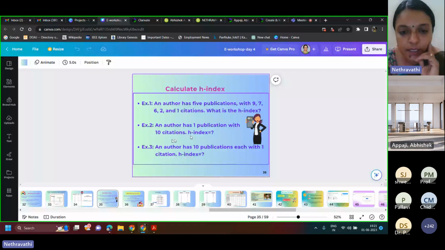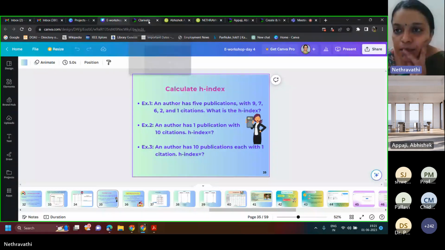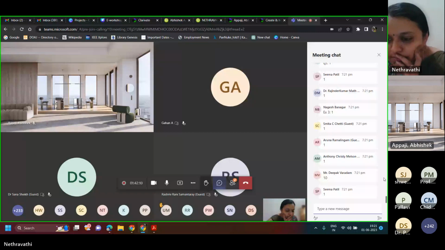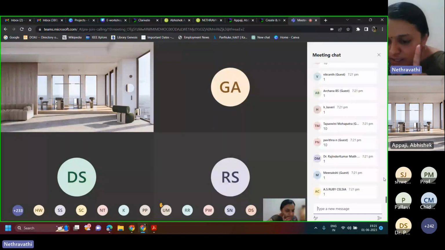And what about the third one? An author has 10 publications, each with 1 citation. So an author has 10 publications, but each paper has 1 citation. So what is the H index? Let me see. 10 papers with 1 citation.